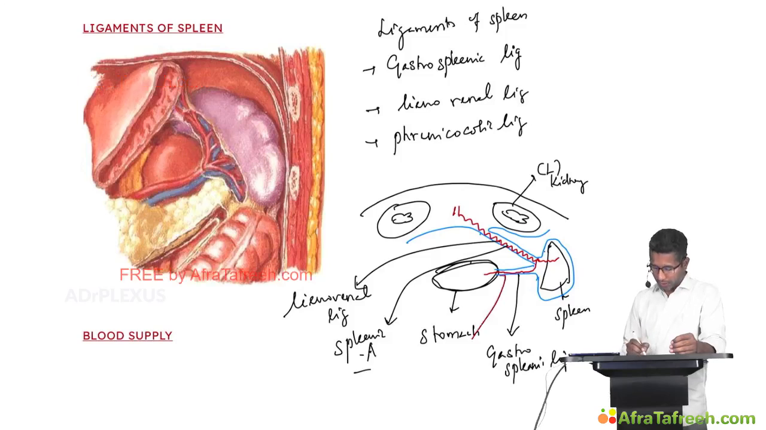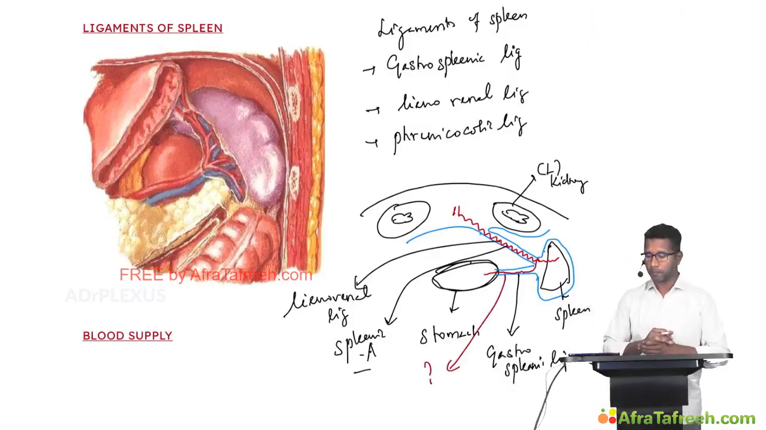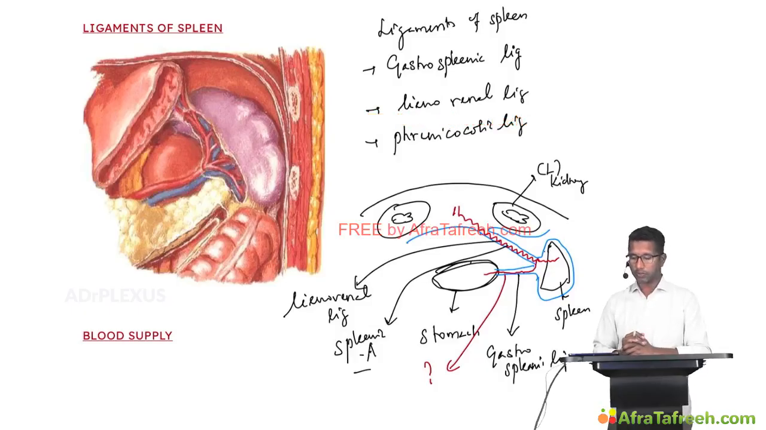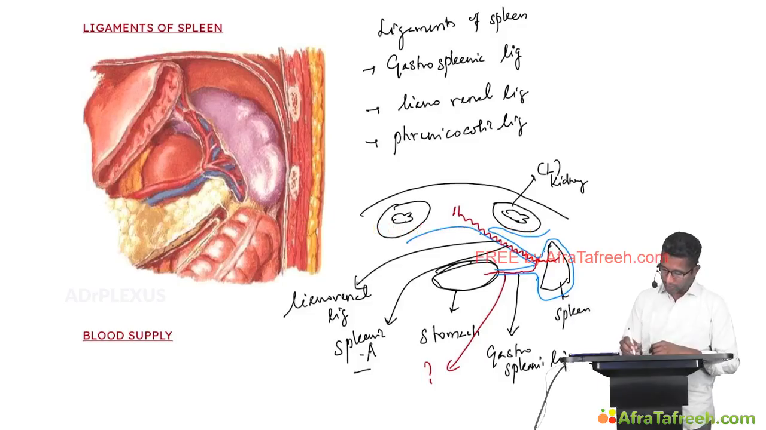And the question is here, can anybody tell me what are these branches which are running through the gastrosplenic ligament and supplying the stomach? Okay, so there are certain vessels from the splenic artery running through the gastrosplenic ligament and supplying the stomach. Very good, Anashwara, very good. It is short gastric arteries. These are called as short gastric arteries.